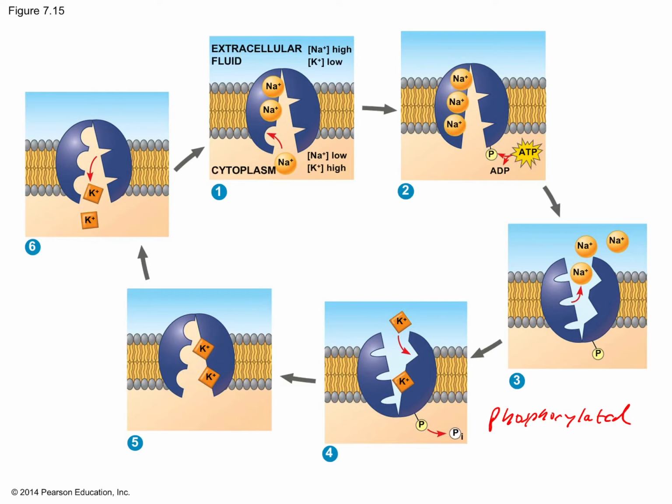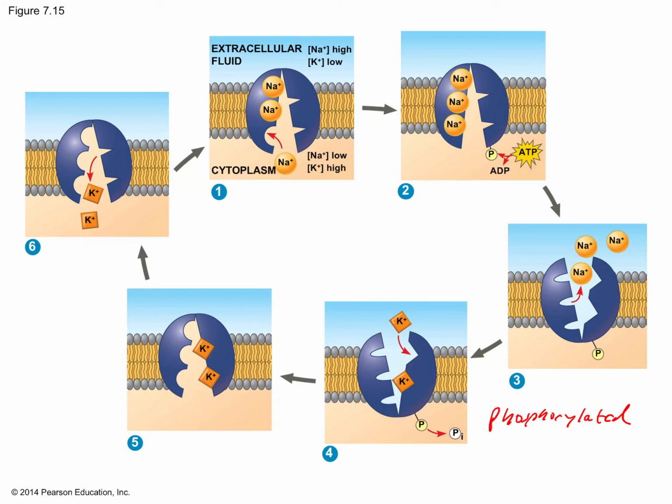gradient of sodium. Now, while it's still open to the outside, while the phosphate group is still attached, 2 potassium ions come in and attach. Then our phosphate group breaks away. And you see how it says P sub I? That just means it's now inorganic. It's PO4, it's a phosphate group. There's no carbon, hydrogen, it's not attached to an organic molecule like this protein, it's inorganic phosphate.